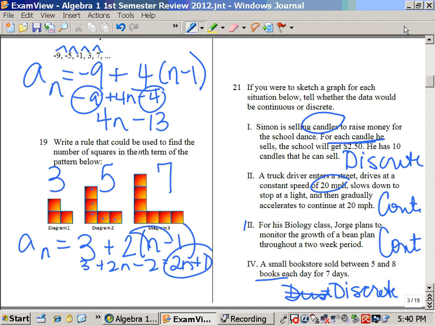There you go. I just realized I went beyond number 20, so we're going to stop now, and I will pick up at 22 on the next video.